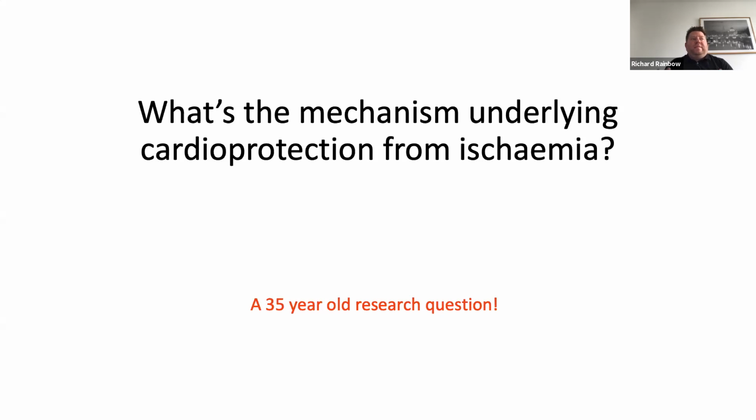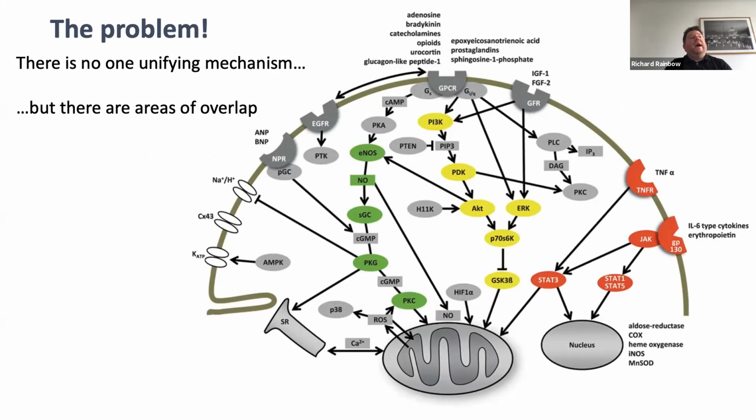So what's the mechanism underlying the cardioprotection from ischemia then? And this is a 35-year-old research question now that we still don't really have a good answer for. And the problem is really this diagram. It just shows you the complexity of all the different pathways that are known to cardioprotect a cell. And activation of one of these pathways in some cardiac cells seems to be protective, and it doesn't seem to in others. In some conditions it's protective and in some it's not. It's a bit of a mess. There's no one unifying mechanism to all of this.